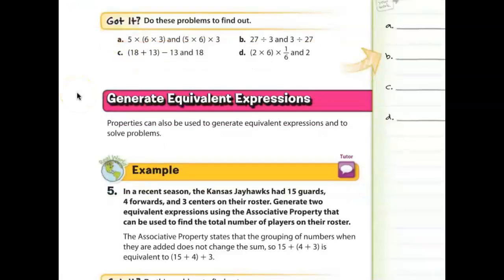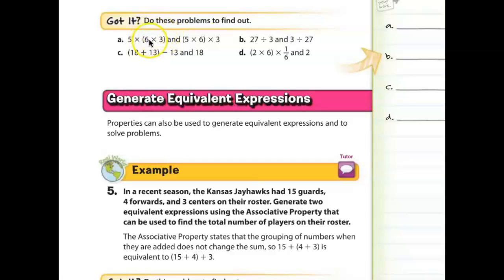All right, so we have to do 2 things for each problem, starting with the letter A. We have to figure out if these 2 expressions are equivalent, and then we have to figure out what property it represents if they are equivalent. So we have 5 times 6 times 3, and then we have 5 times 6 times 3.